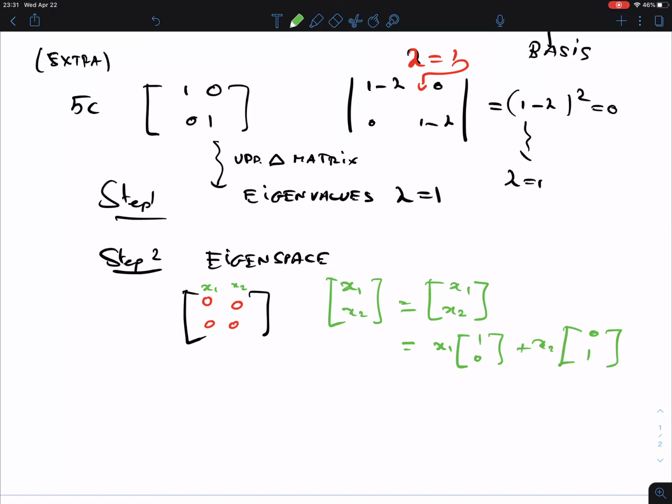Right? We separate the part with the x1 and the part with the x2, and then this is a basis, which is actually the standard basis. So the eigenspace, if you think about it, this is the basis of the whole space. Therefore, the eigenspace is everything. Is that surprising? No, this is the identity matrix.